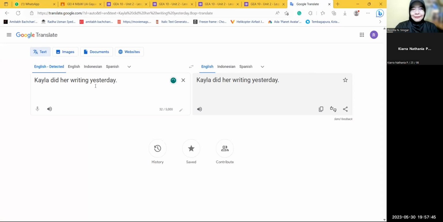Okay, there you go. So remember, when it's past tense, verb two, you need to change it into verb three. But it's not just verb three, you need to use past perfect. So had plus verb three. Okay. Another example.